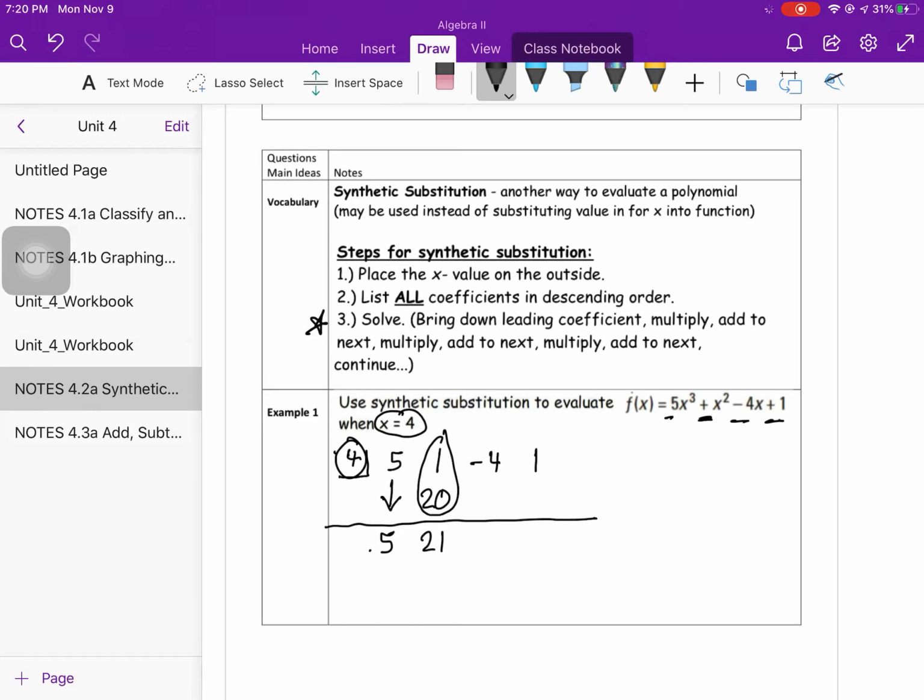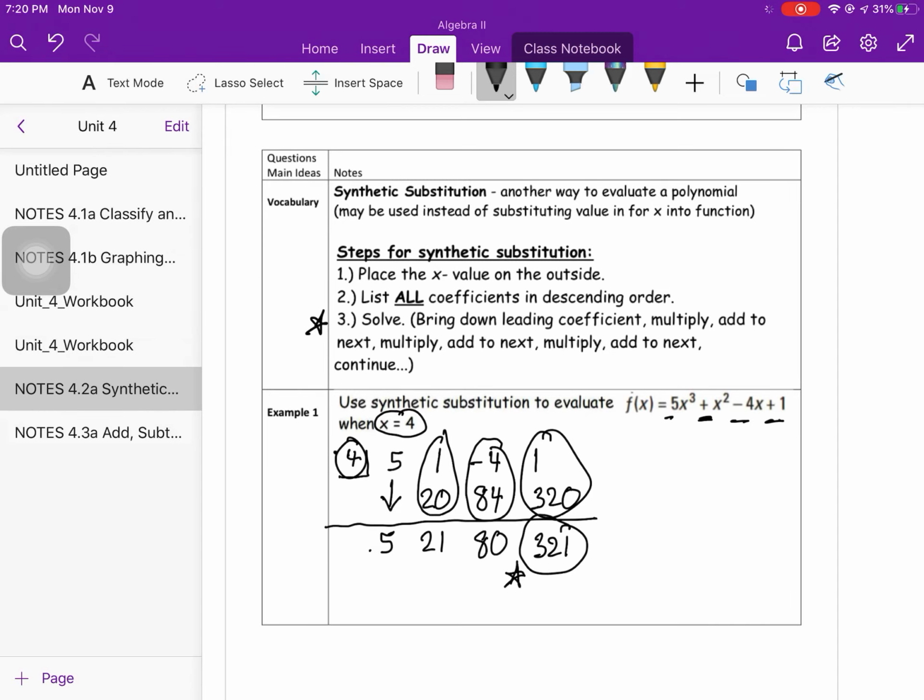Now that we're down below the line again, we got to multiply it with 4. So 4 times 21 is 84. Now that we're above the line, we add those. Negative 4 and 84 gives us 80. It's down below, so we multiply. 4 times 80 is 320. Then you just add those numbers together. We get 321. This is our final answer right here.